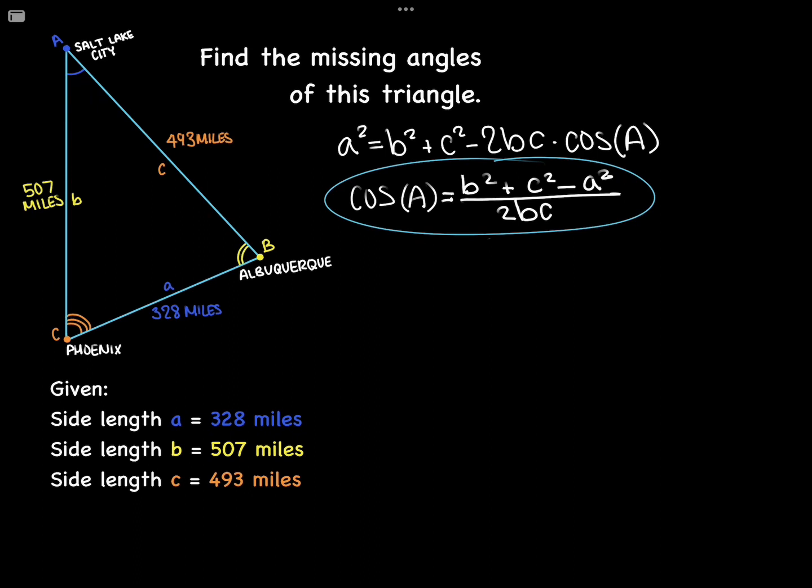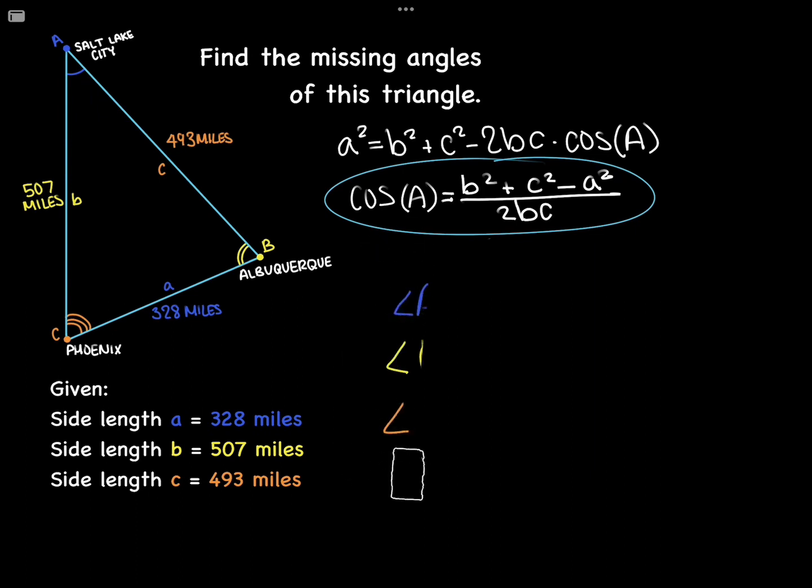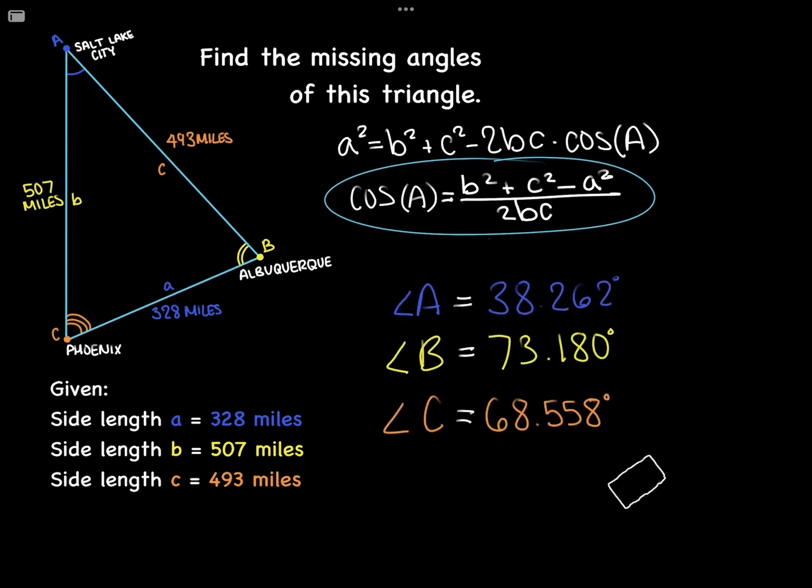Let's subtract angles B and C from 180 to find angle A. 180 minus 73.180 minus 63.558 equals 38.262. So there it is. Angle A is equal to 38.262 degrees. If you recall our initial estimate, we said that angle A should be around 40 degrees and angles B and C about 70 degrees. This estimation is close to our final answer and gives us confidence that our final answer is indeed reasonable and correct.